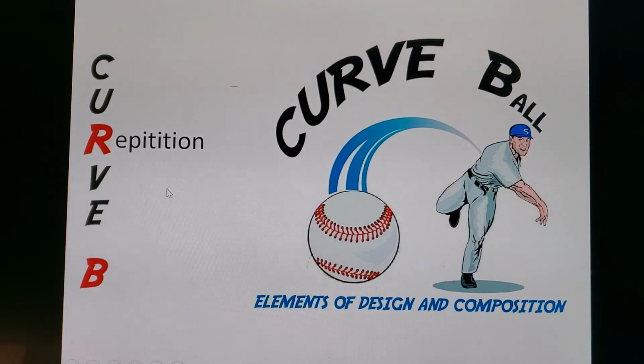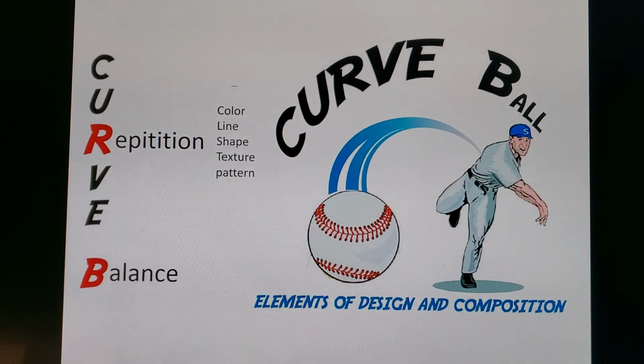And repetition has got some subcategories. So in a good design, some things have to repeat, okay? So these are the things that have to repeat. Write those down. Color, line, shape, texture, and pattern. Now, color, line, and shape for sure. Sometimes texture and pattern, okay? And I'll show you some examples of that in a little bit.